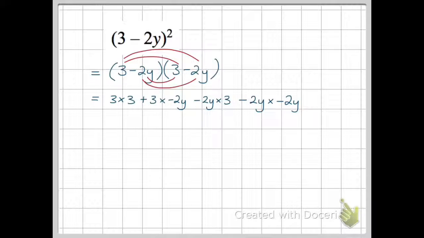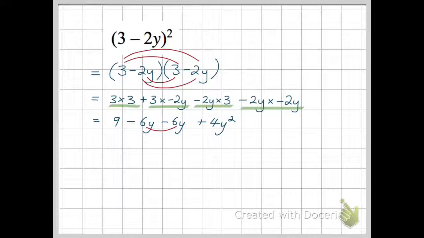Alright, so now we can perform these multiplications. 3 times 3 is 9. Plus 3 times negative 2y will be negative 6y, minus 2y times positive 3. Remember, a negative times a positive is always a negative, so that's another negative 6y. And then a minus times a minus is always a plus, so negative 2y times negative 2y is positive 4y squared. Remember that you can multiply the numbers and the letters separately. 2 times 2 is 4, y times y is y squared.